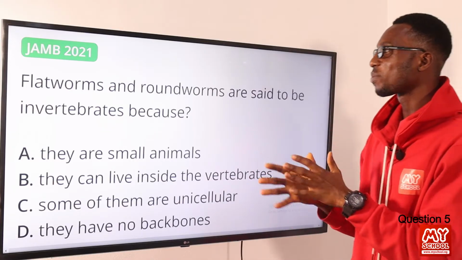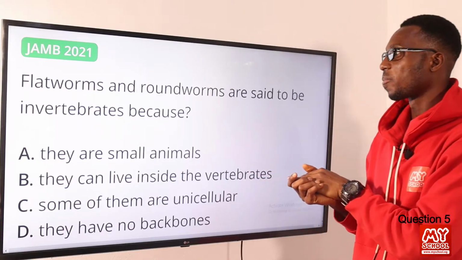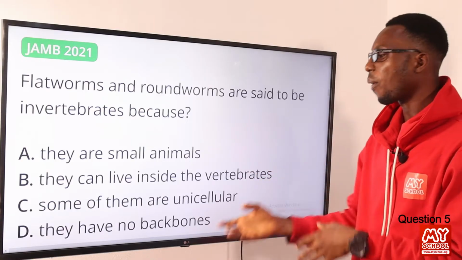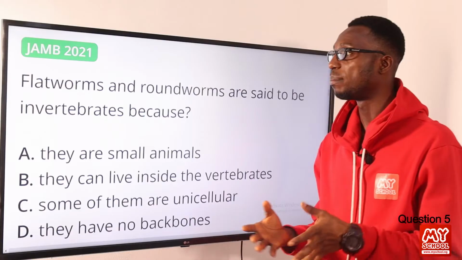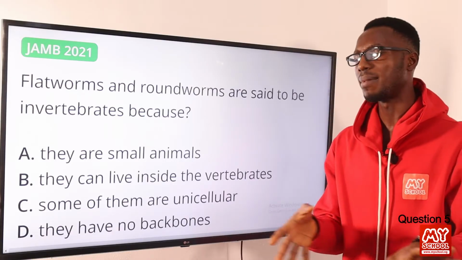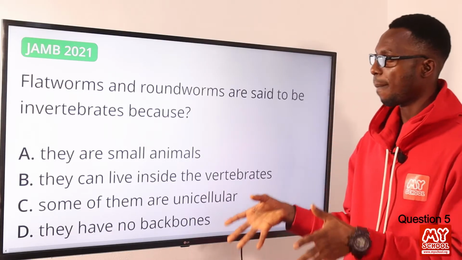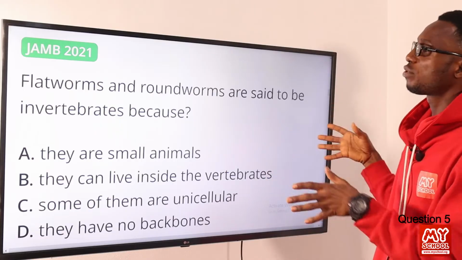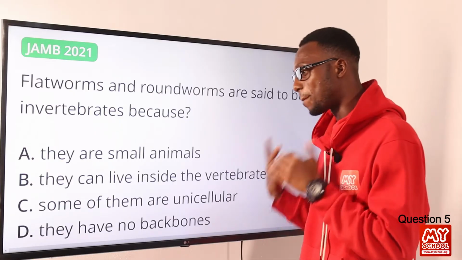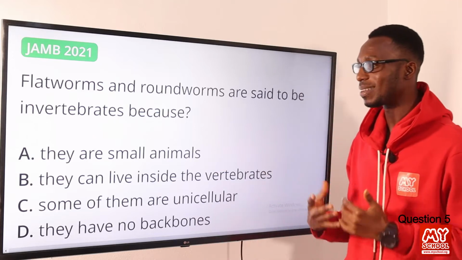So flatworms and roundworms are said to be invertebrates because they have no backbone. Some of them can be free living or they can be parasitic, right? So basically, the reason why they are referred to as invertebrates is because they have no backbone. So option D is the most appropriate option.